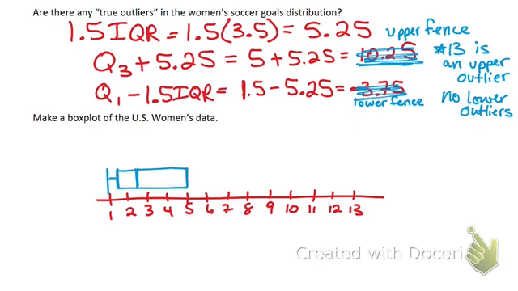Now, I need to draw my upper whisker to the highest non-outlier value in the data. 10. A lot of people want to draw this to the fence. The fence already did its job and we're done with it, okay? We go to the highest non-outlier value that's actually in the data. Does that make sense? Perfect.